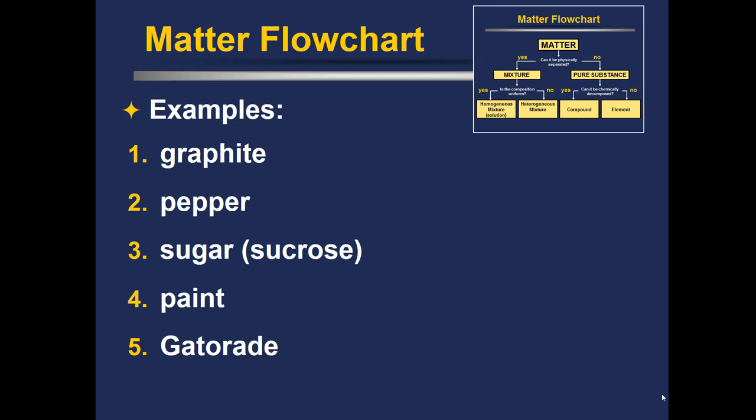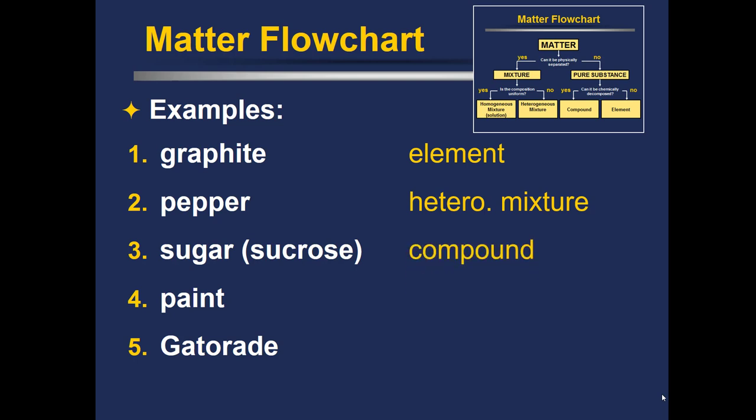Okay, we're back now. Looking at graphite, graphite is a fancy name for carbon, and so it is an element. Pepper, if you were to look at it, you would see color differences, grays and blacks, maybe even some whites. Because you can see those color differences, you know you have a homogeneous mixture. Excuse me, a heterogeneous mixture. Let's look at sucrose. Sucrose has a chemical formula, and that is another way to figure out if you have a compound. And so sugar is a compound.